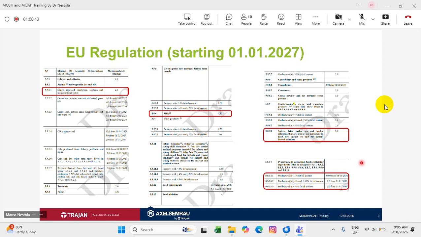So it's funny that we have a regulation, but no official methods. When we talk about animal oils, even there you have categories like fish oil, where you do not have an official method for fish oil. That's also a little bit problematic.